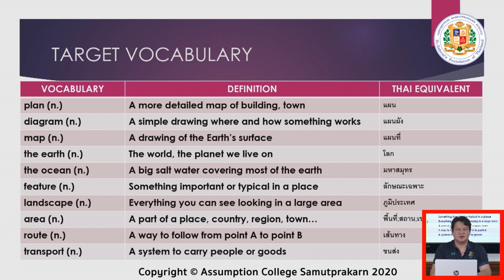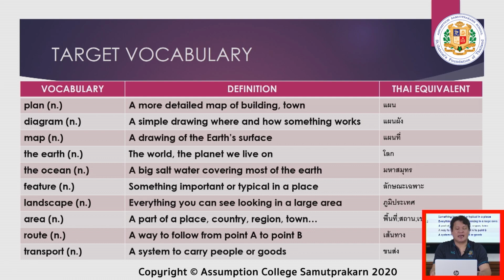The ocean. It is a big mass of salt water covering most of the Earth, like the Indian Ocean, Pacific Ocean, Atlantic Ocean. These are examples of ocean. Feature. It is something important or typical in a place. Let's say, for example, if I say we go to the south of Thailand, the features are like beaches and mountains. If you go to Bangkok, the features are mostly buildings.